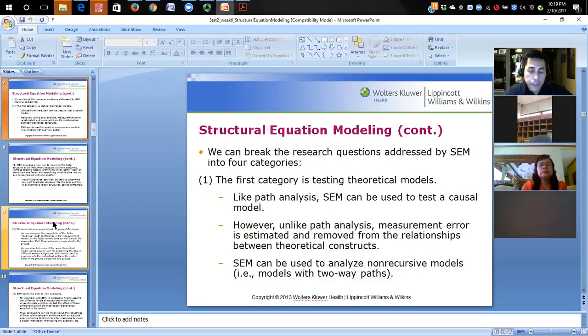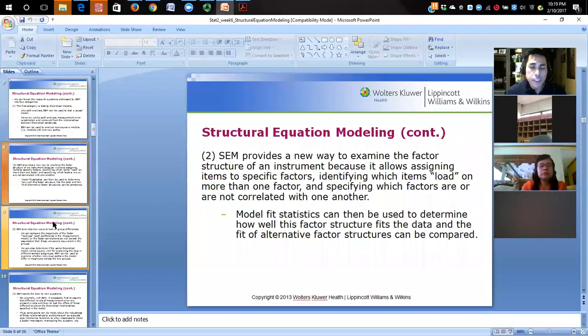I think there's a good diagram on this one later on. So just remember that structural equation modeling can handle non-recursive models, where one factor can be the cause for the effect on factor C and factor D. So that's the non-recursive category.